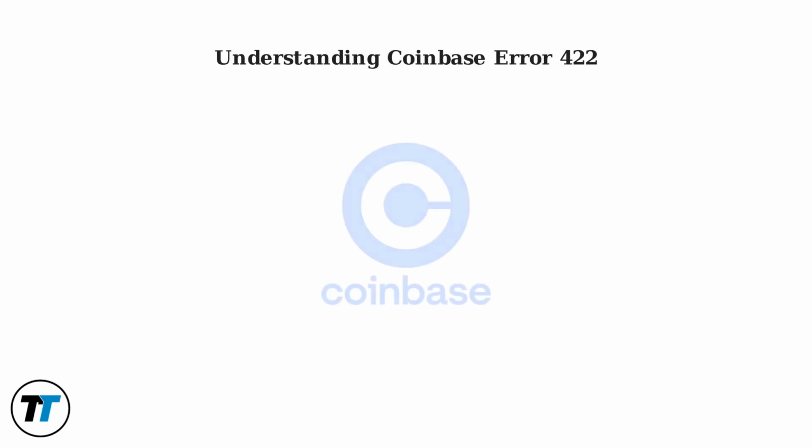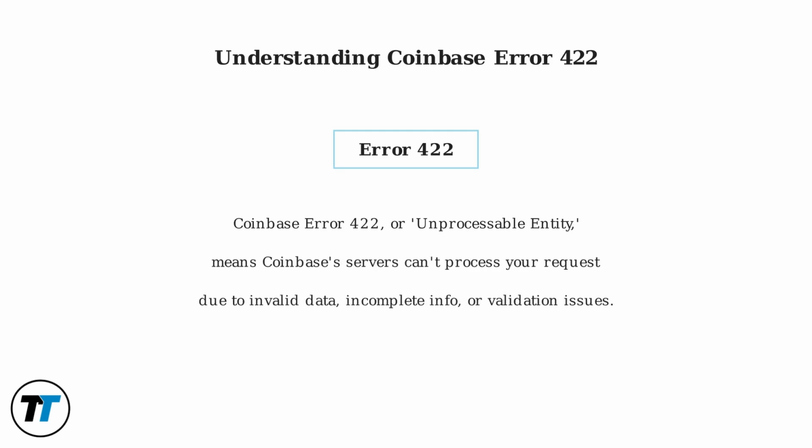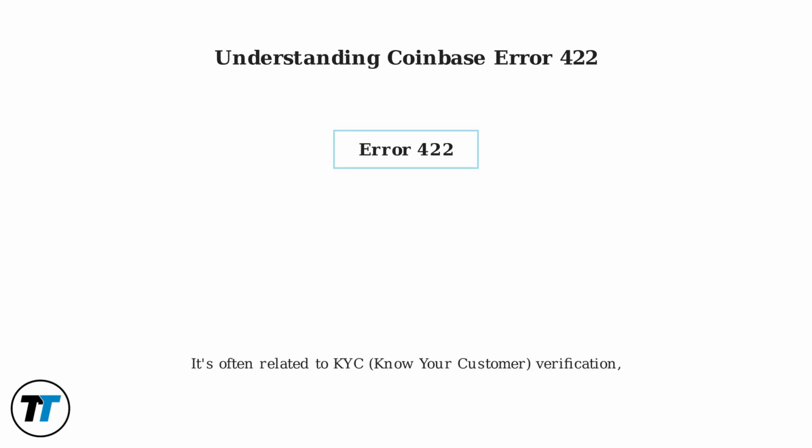Coinbase Error 422, or unprocessable entity, means Coinbase's servers can't process your request due to invalid data, incomplete info, or validation issues. It's often related to KYC, Know Your Customer verification, where you prove your identity to comply with regulations. Think of it as a security gate, triggered by things like mismatched details, unsupported documents, or even network hiccups.